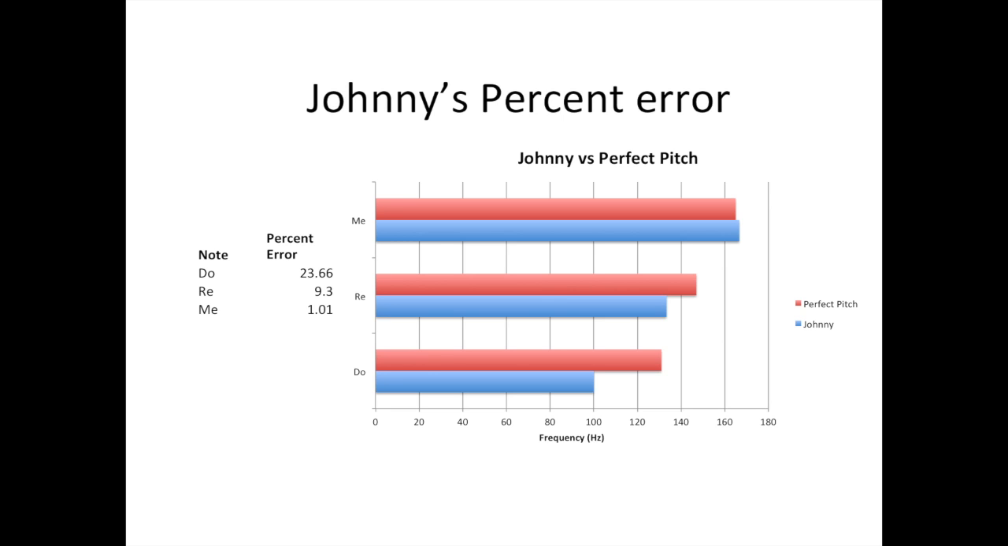Okay, in the chart displayed here, you'll notice Johnny's pitch is displayed in blue, and the correct pitch is displayed in red. You'll notice that Johnny was kind of struggling compared to Robert, especially when he was singing Do. He's really off there.